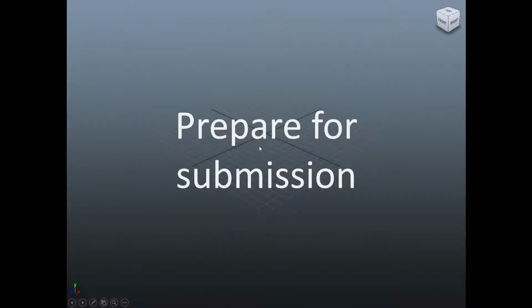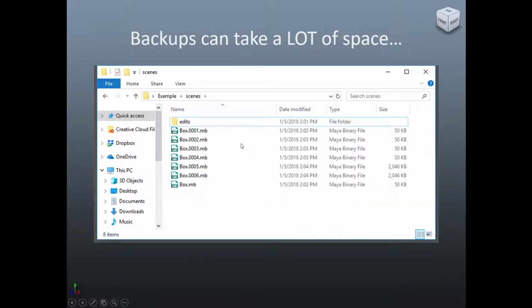Now, preparing for the submission depends a lot on the description of the assignment that you're submitting. In some cases, the only thing that I need is the very last backup file that you're working with. So if I had box 1 to 6 all the way here, the only one that I care about is going to be box 0006. In most cases, you will submit either an MB file or an MA file, depending on whether you save your Maya file as ASCII or binary. So this is the only file that I care about.